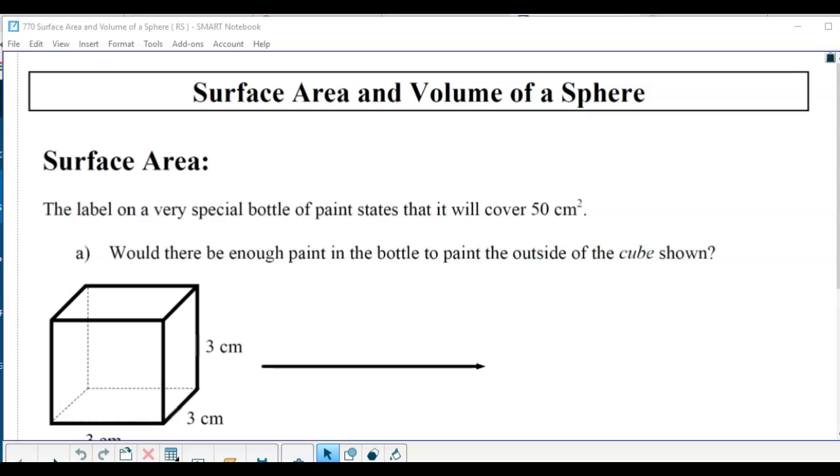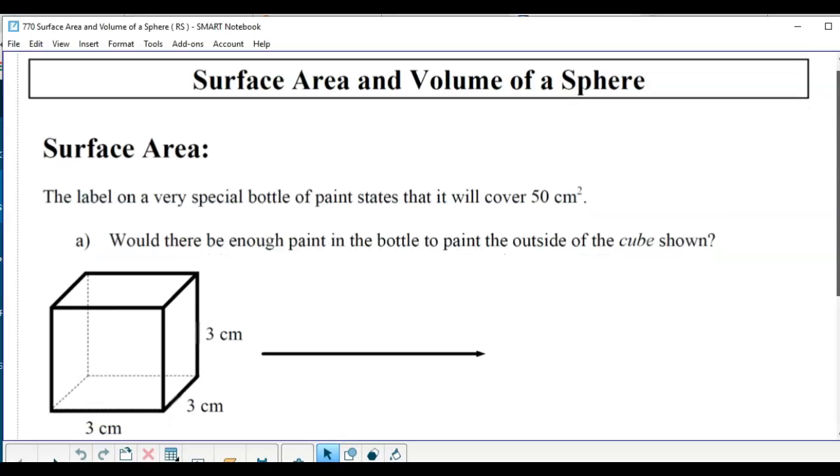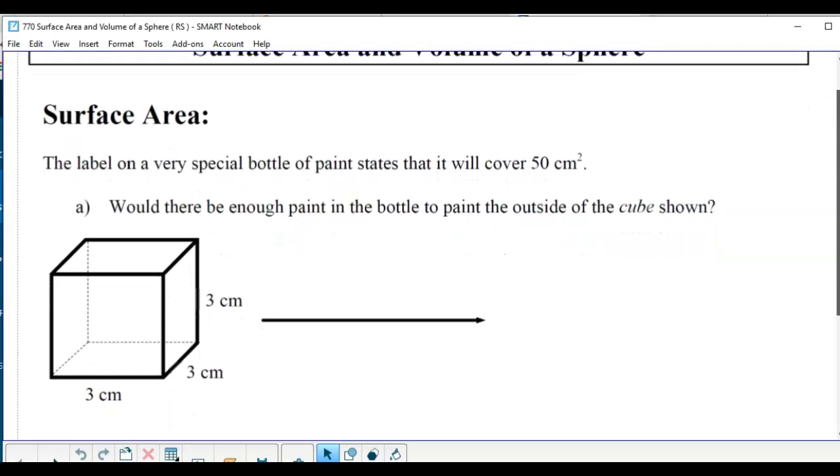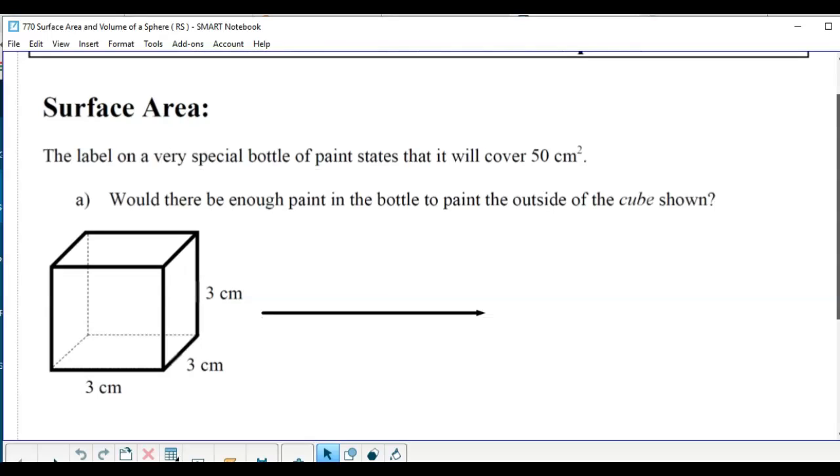All right, so we're looking at surface area and volume of a sphere to start. So perhaps some new shapes that you may have not spent a lot of time on. First of all, we're going to go back to stuff that you have done. So taking a look here, we're going to find the surface area of this cube.